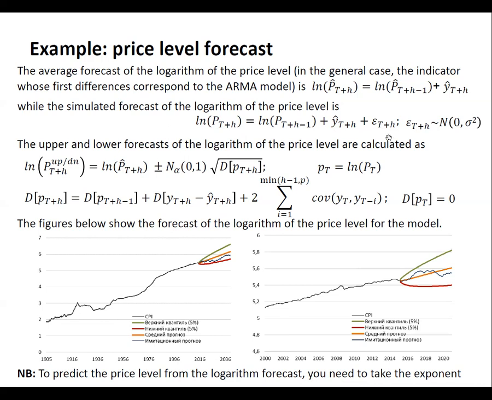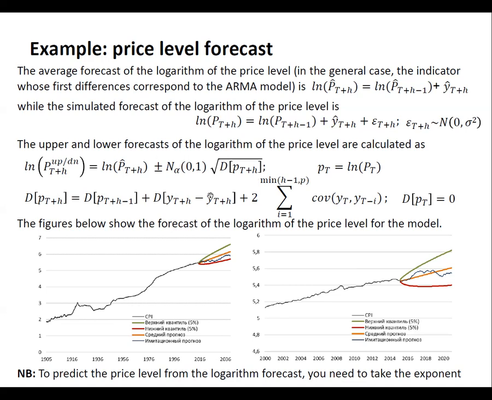First, we make a forecast for one step ahead based on the historical values of the price level. Then for two steps based on the price forecast for one step ahead. Then for three steps based on the forecast for two steps ahead, and so on. But the upper and lower forecasts are not considered according to this formula. Some modification is needed. The slide shows the modification of the formula. These are the correct formulas for calculating the upper and lower price level forecasts.